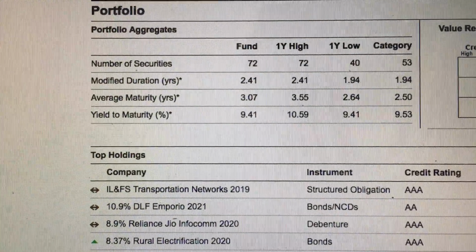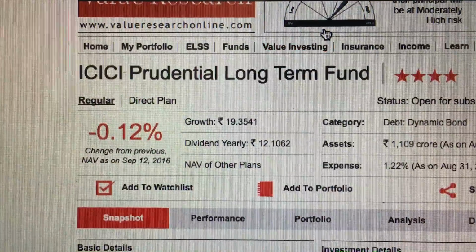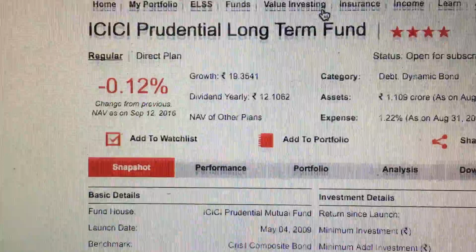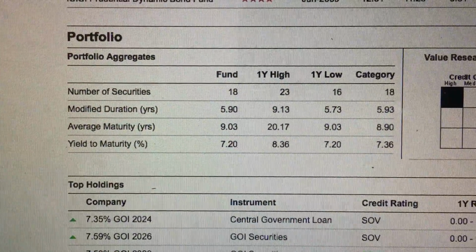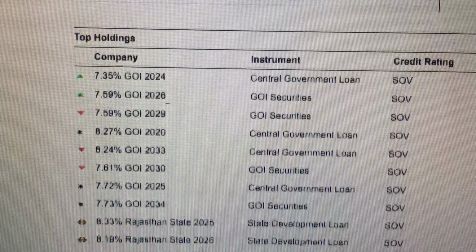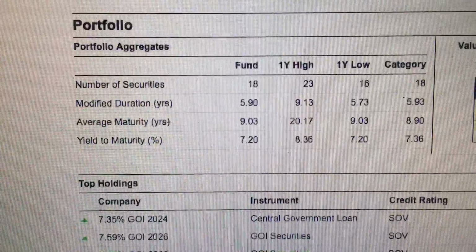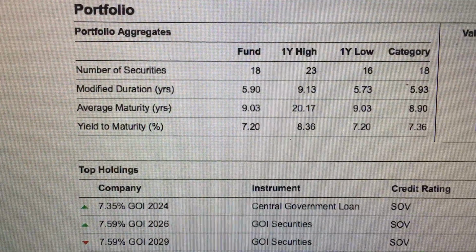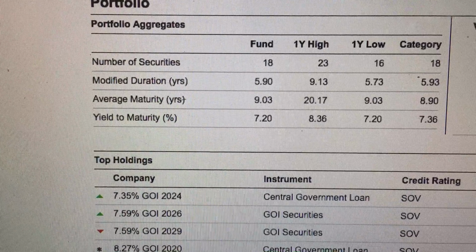If I see another fund, which is ICICI Prudential long-term fund, this is a pure dynamic bond or an income fund. You see the modified duration going up to about 5.90, and that is because of the Government of India securities that I've added in this fund. So these Government of India securities and this modified duration are the differentiating factor between an accrual fund and an income/dynamic fund.